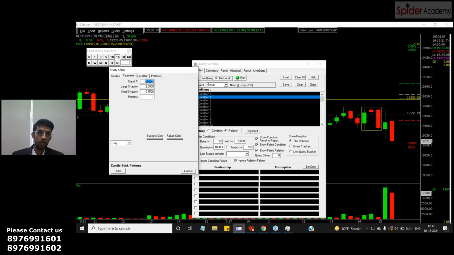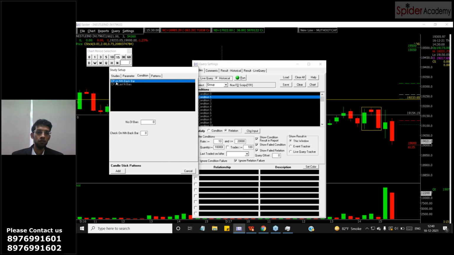We don't have to change anything in this window, only the time frame. If someone wanted to change to an intraday time frame, he can. As per that, you can select weekly, monthly, or daily, as per your requirement. Then in condition, you have two options: CP on nth back bar and CP in last n bars. What's the difference? Suppose I wanted to specify the candle number. Like if I want to see only yesterday's candle, I have to select CP on nth back bar, and in that I have to choose 1. So if we have given a specific candle number, we have to use nth back bar.